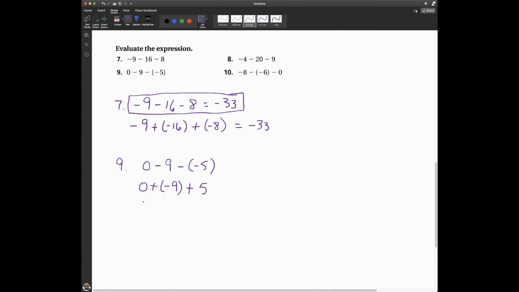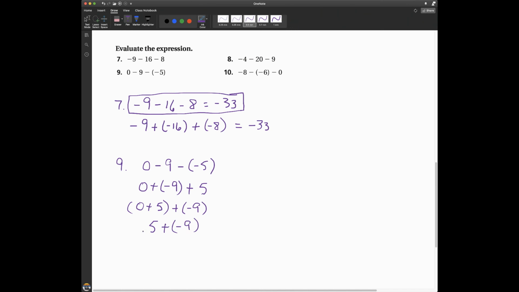There are a couple of properties I can use. I can use the commutative property of addition, and I can use the associative property. I just did that all in one step. That allowed me to change the order of the addition, so I can put 0 plus 5 there. And I can add those two together before I add the -9. So really what I have is 5 plus -9.